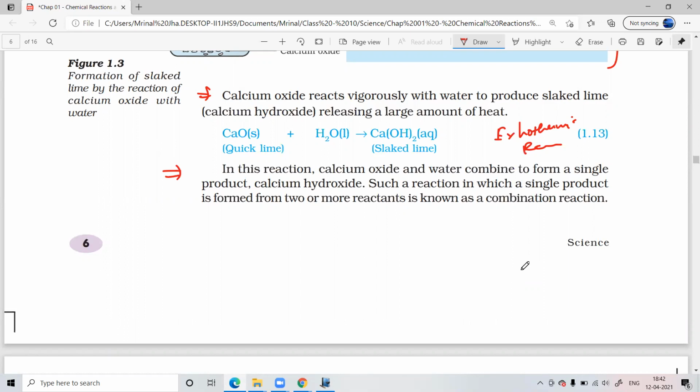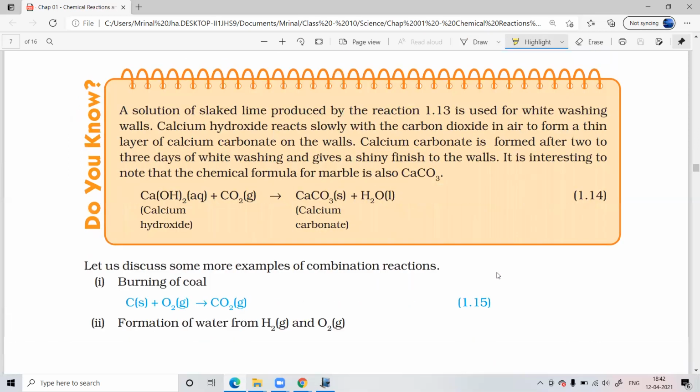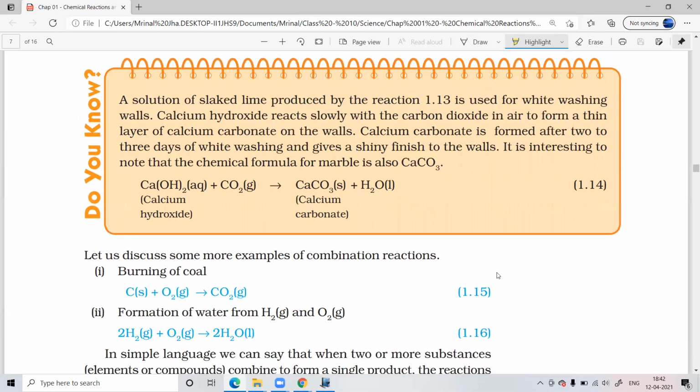Such a reaction in which a single product is formed from two or more reactants is known as a combination reaction. Okay. So you can mark this also as a definition of your combination reaction. If you want, you can write this definition: a reaction in which a single product is formed from two or more reactants is known as a combination reaction. Okay. Read this one also.